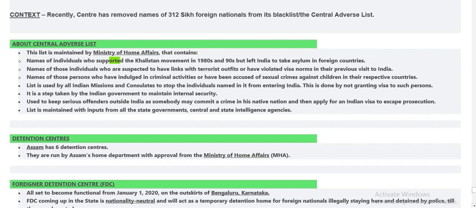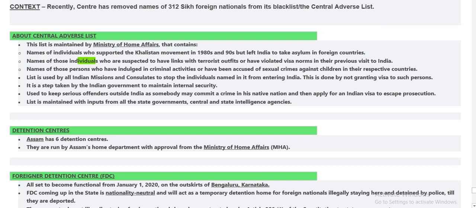Central Adverse List. Context: recently, Centre has removed names of 312 Sikh foreign nationals from its blacklist, the Central Adverse List. About Central Adverse List.